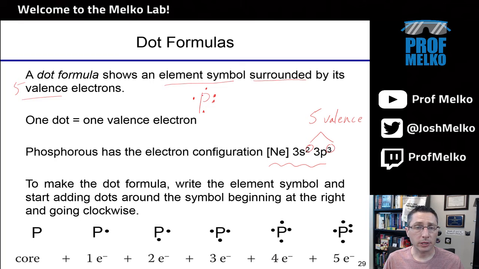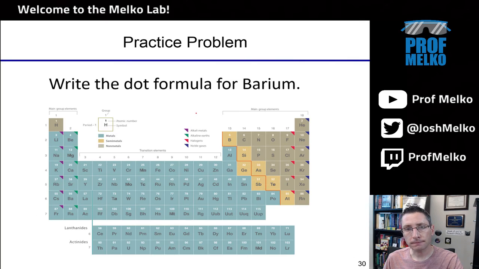So dot formulas are pretty easy at this stage. Just write the symbol and start surrounding it in this clockwise motion. 1 dot on each side. Then you can start pairing them up if you get more than 4 valence electrons. So take a second and try this yourself. Write the dot formula for barium.